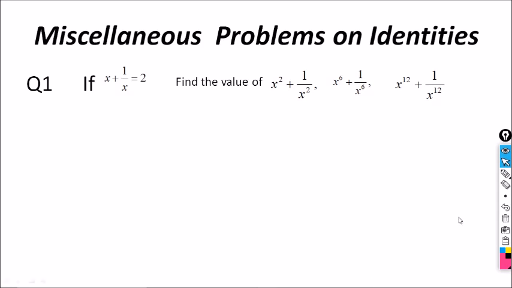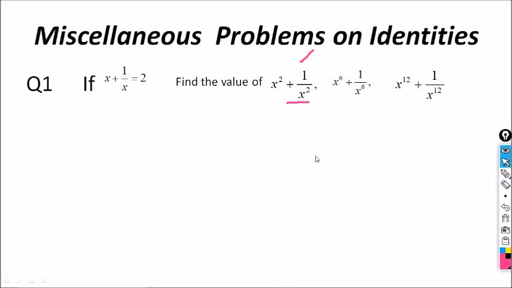Now students, you should know one thing here. Just to find the value of x square plus 1 upon x square, we need the basic x plus 1 upon x. It is a basic unit of x square plus 1 upon x square. For x^6 plus 1 upon x^6, we can find the value from x square plus 1 upon x square, and the value of x^12 plus 1 upon x^12 is possible from x^6 plus 1 upon x^6. So let us start with the problem.